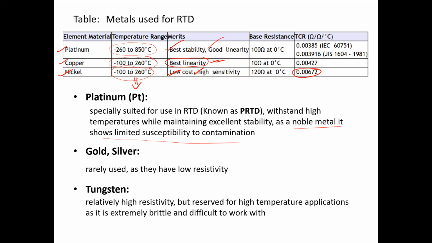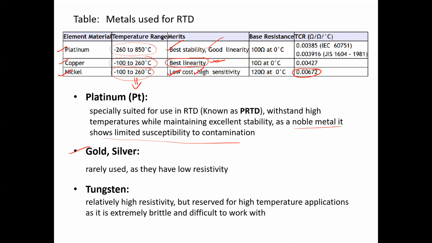The other metals that could be used are gold and silver. However, they are rarely used because of their high cost, and also they have low resistivity. For those disadvantages, they are rarely used.